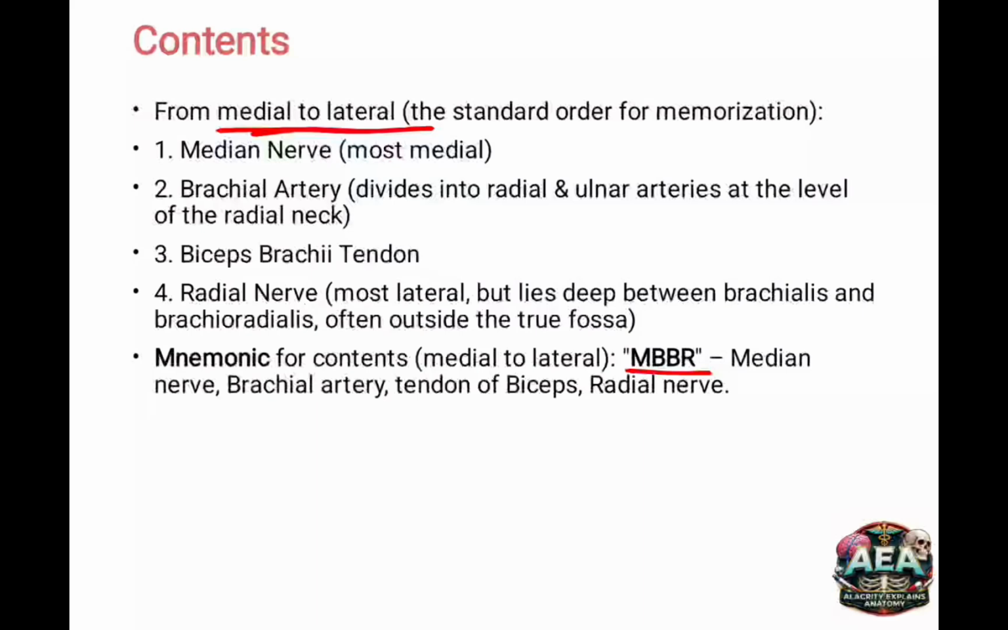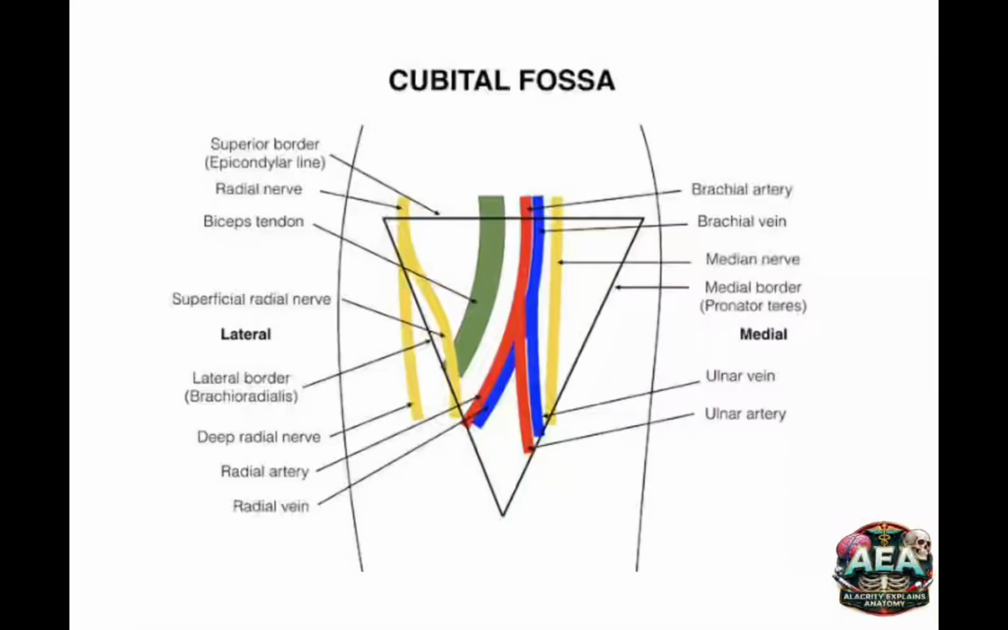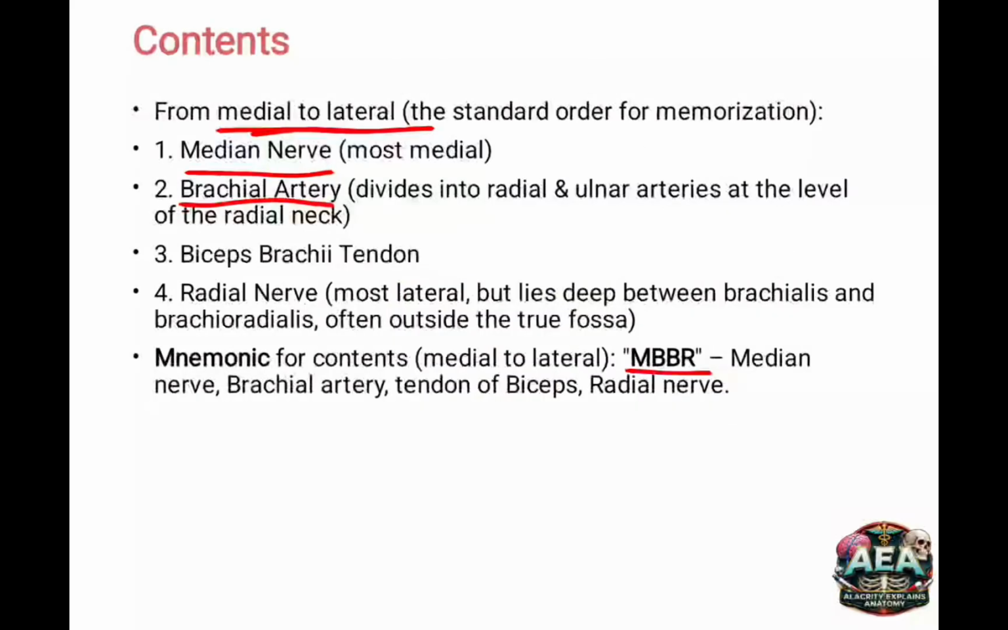Now from medial to lateral, we have the median nerve, which is the most medial structure. We have the brachial artery that divides into a radial and an ulnar artery at the level of the radial neck. We have the biceps brachii tendon.